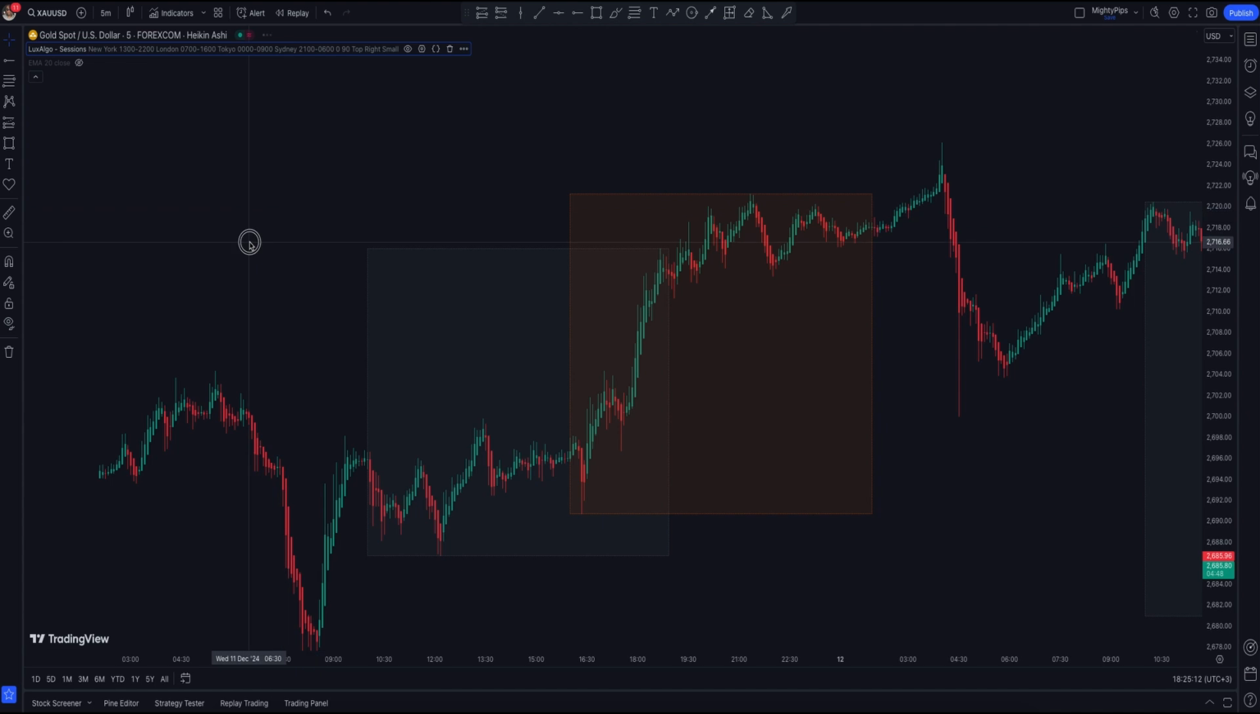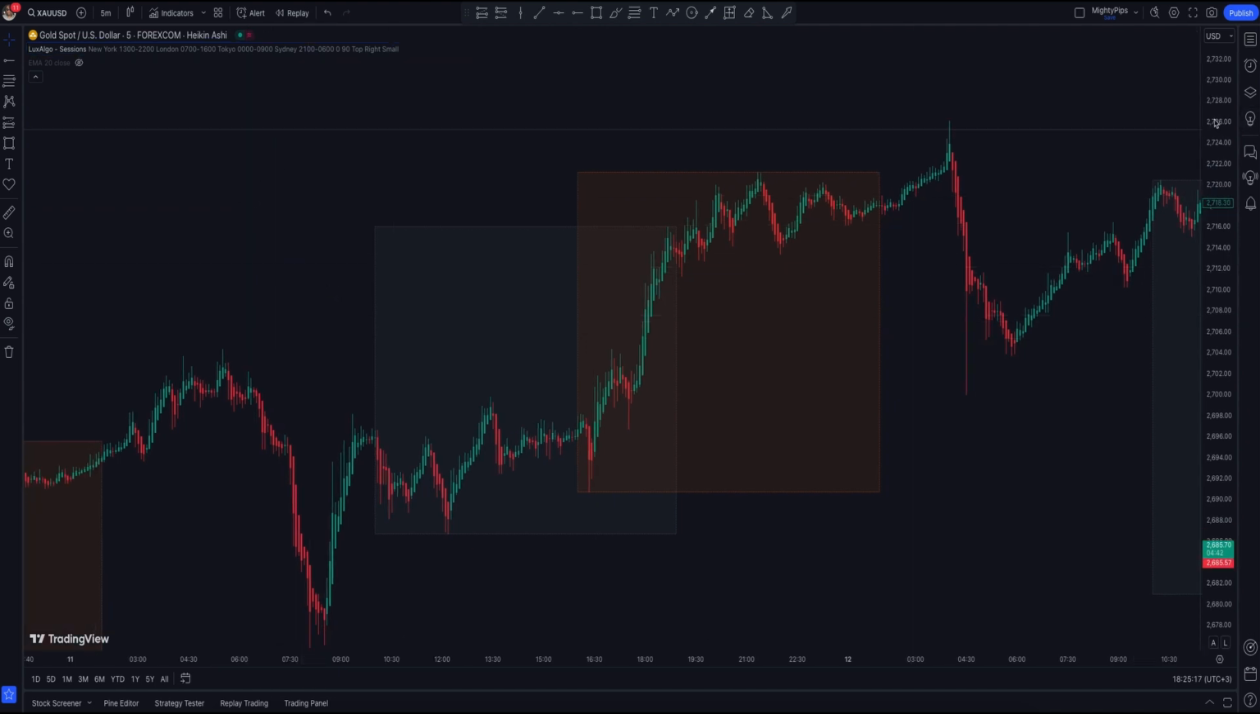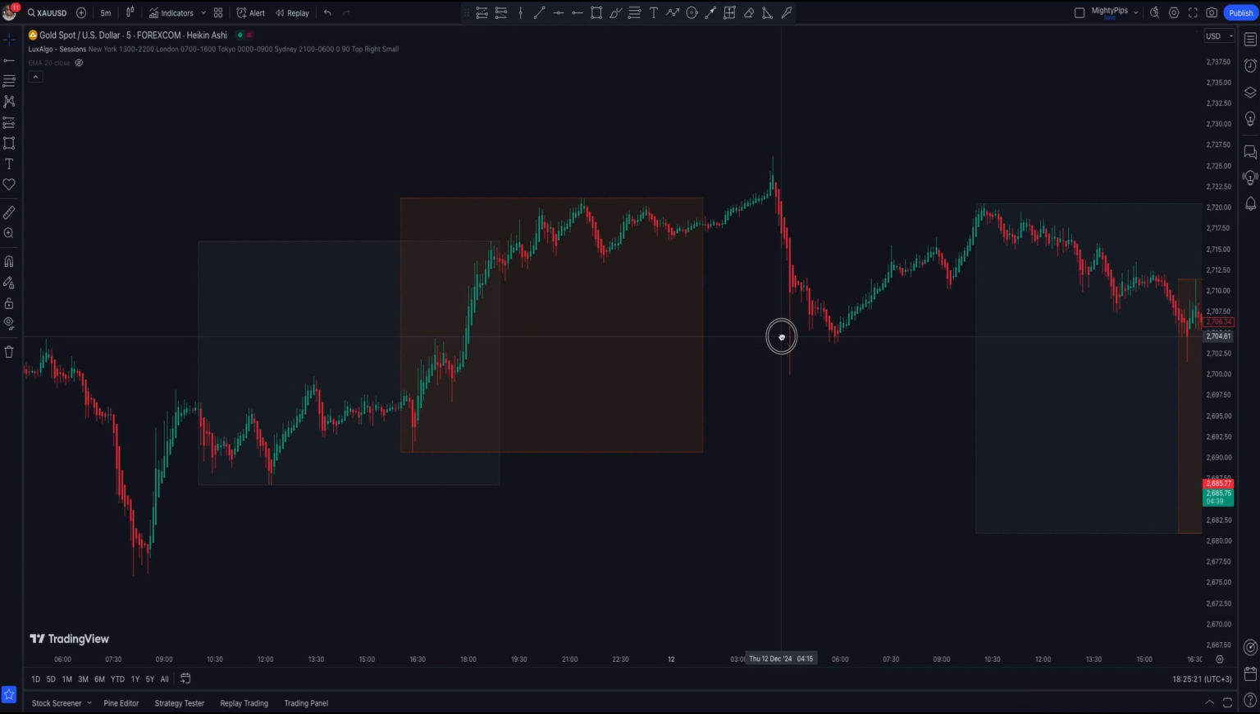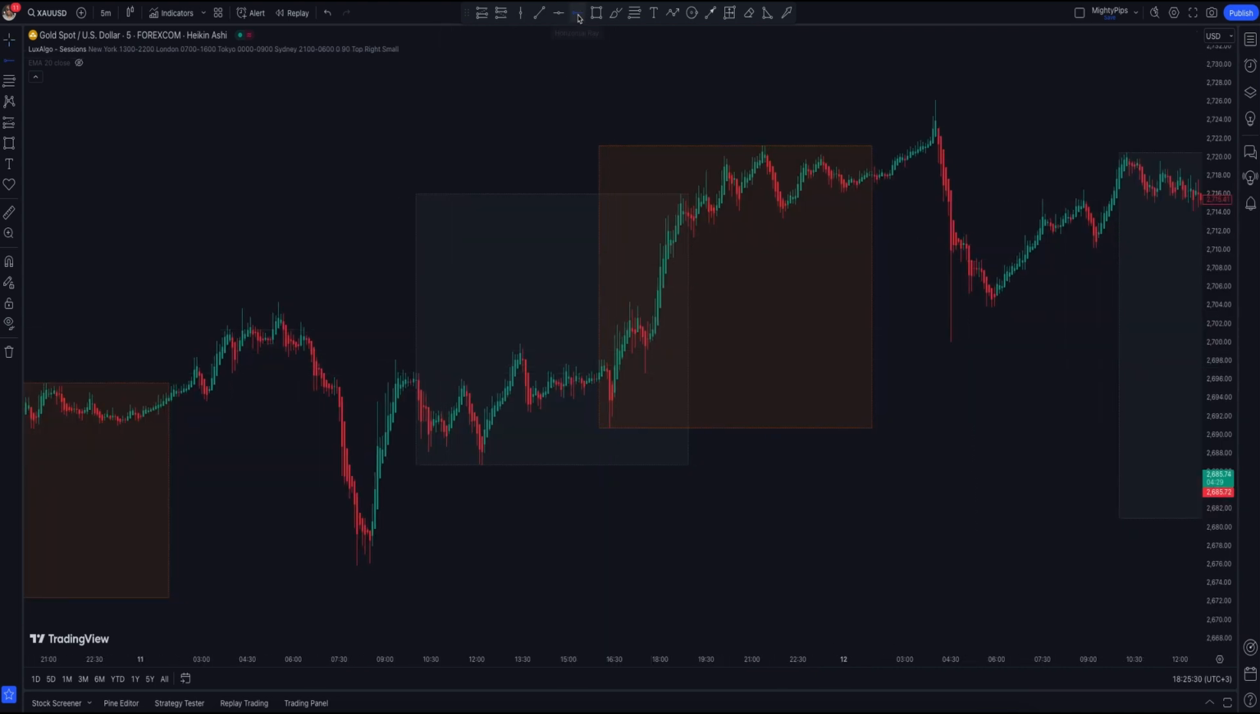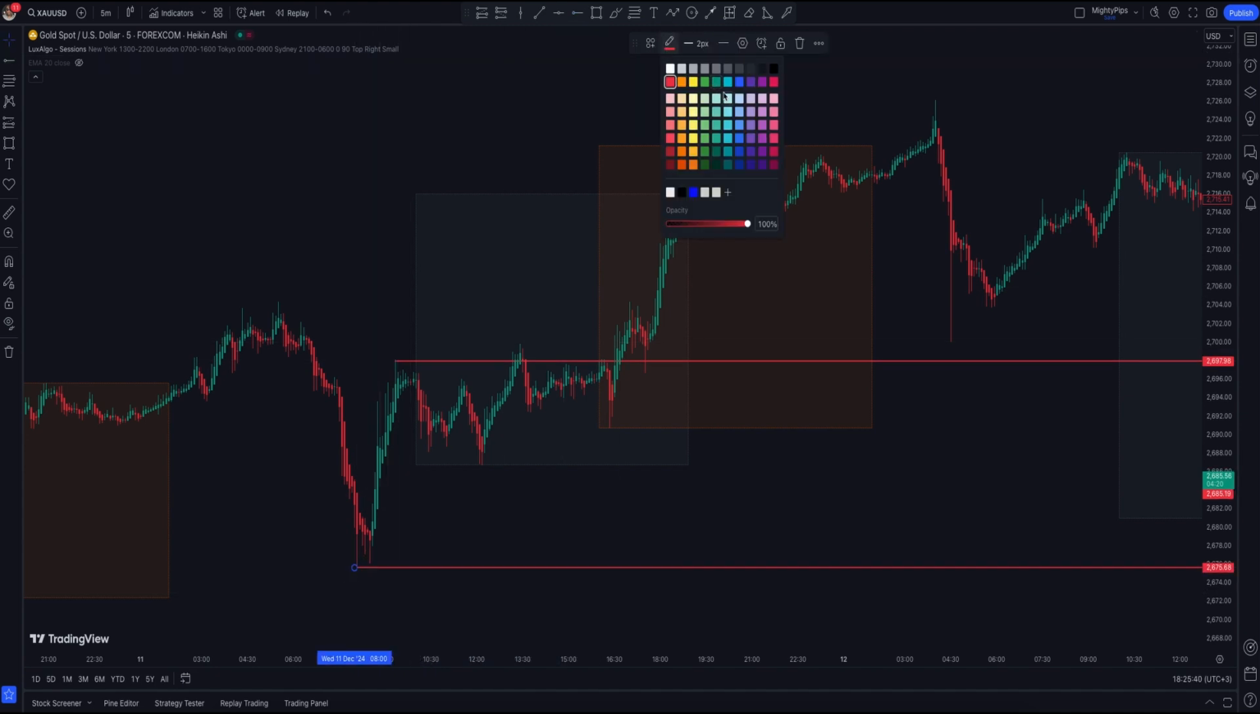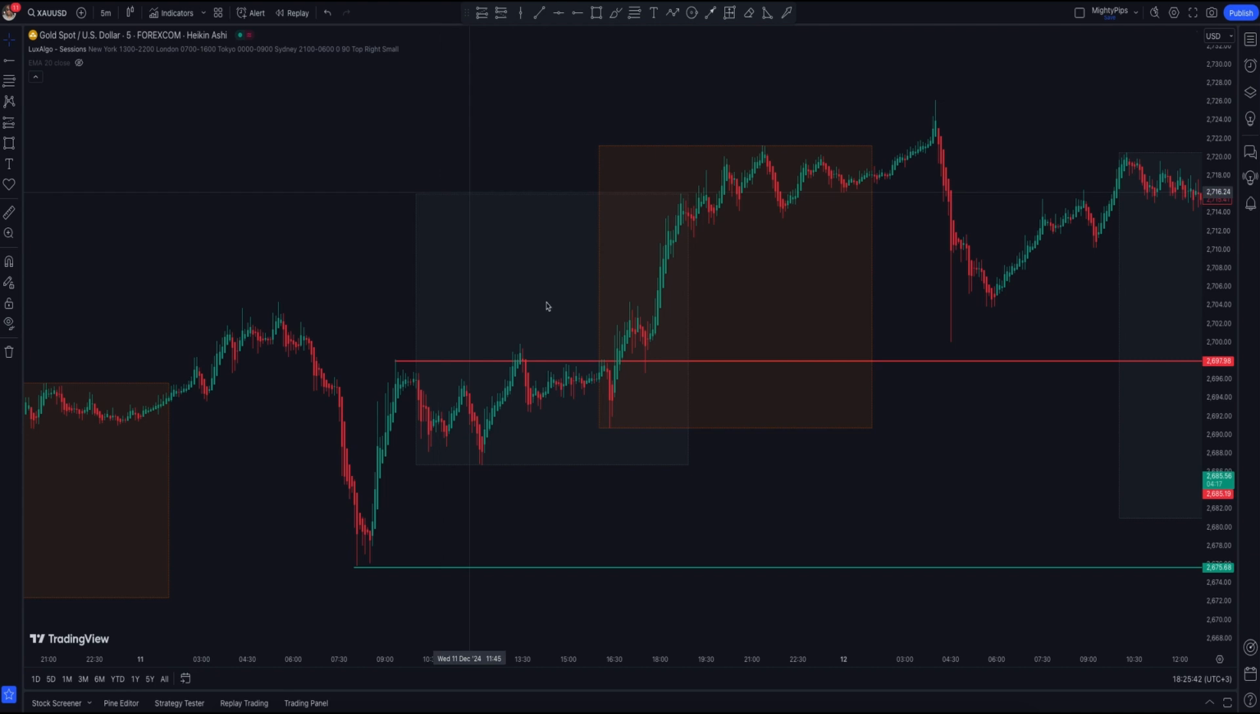All you have to do now is start trading. I'm going to show you a very short backtest just to show you how this strategy works. This strategy works based on the most recent high and the most recent low. It doesn't have to be before London, it can be within the London and New York session.